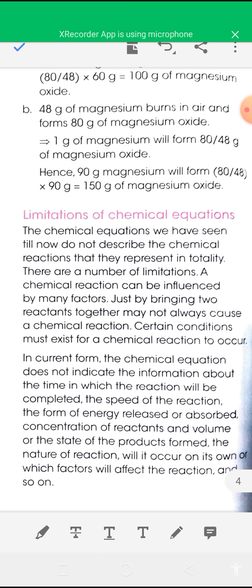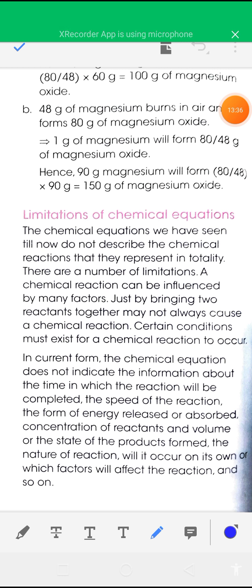Now see the limitations of a chemical equation. There are many limitations, even for a balanced chemical equation, and they are given here. Just bringing two reactants together may not always cause a chemical reaction. There are many conditions of a chemical reaction that you have to mention in the chemical equation. Certain conditions must exist for a chemical reaction to occur.